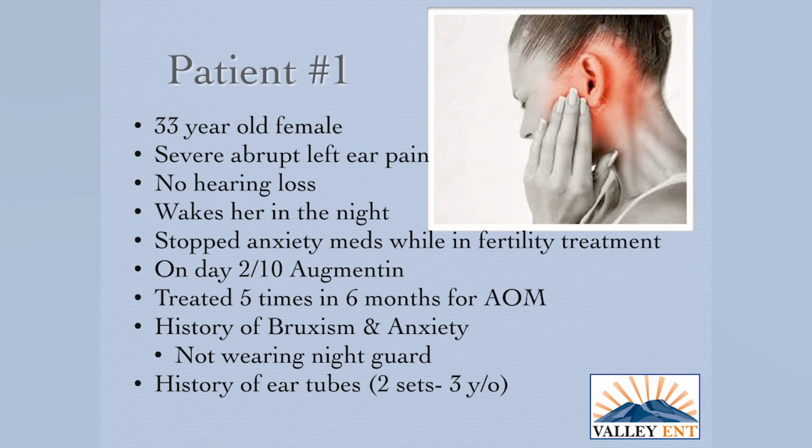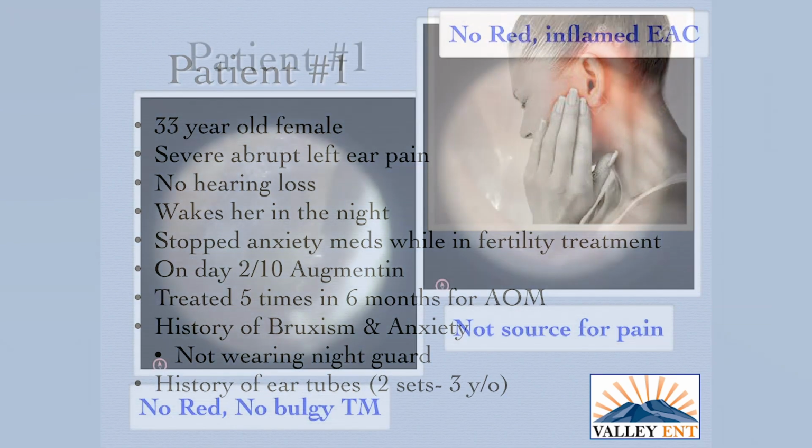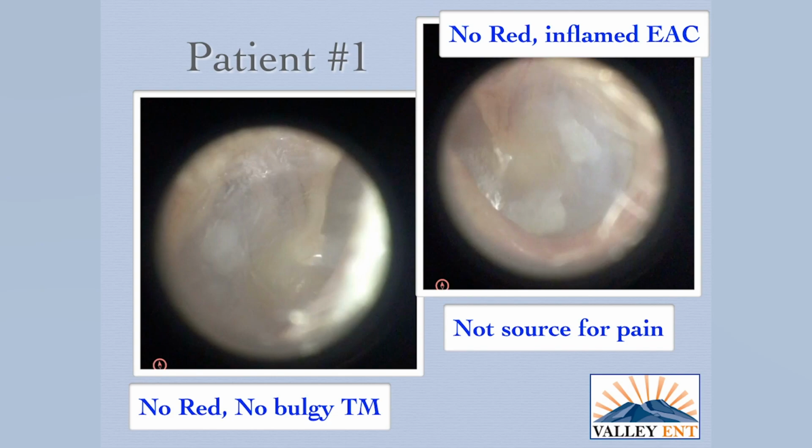I'm seeing her, the pictures you'll see in a second are on day 2 of 10 of Augmentin. She's already had 5 courses of antibiotics in the last 6 months. And she has this history of bruxism and anxiety. Anxiety's not being treated, and she's not wearing her night guard. And she did have a history of having ear infections as a kid. And here are her drums on a day where she is in pain. This is a real person. I see these people like all the time.